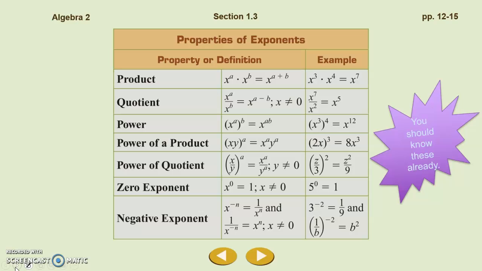Now, you should be familiar with these properties of exponents already. If not, I'm giving you a handout to put in the resources section of your binder. These properties of exponents tell us how we can combine exponents when we're multiplying or dividing same bases, identical bases with different powers. So you should be familiar with these. If you have questions, be sure to ask me.